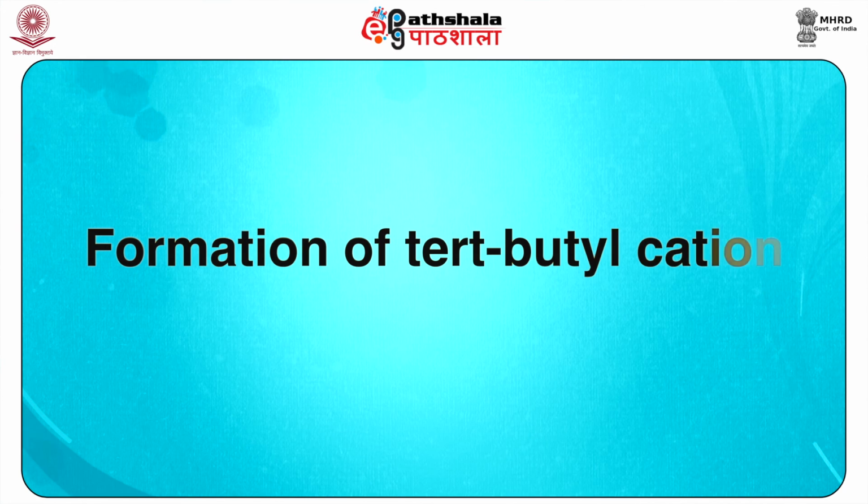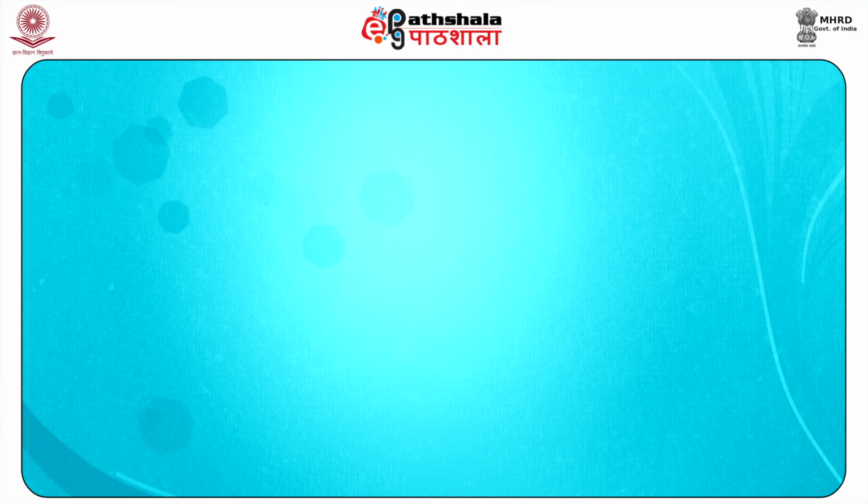Second example we will take students is the formation of tertiary butyl cation. The tertiary butyl cation is formed faster than the isobutyl cation when 2-methylpropene reacts with hydrochloric acid, that is HCl, because the formation of a carbocation is an endergonic reaction and the structure of the transition state will resemble the structure of the carbocation product.